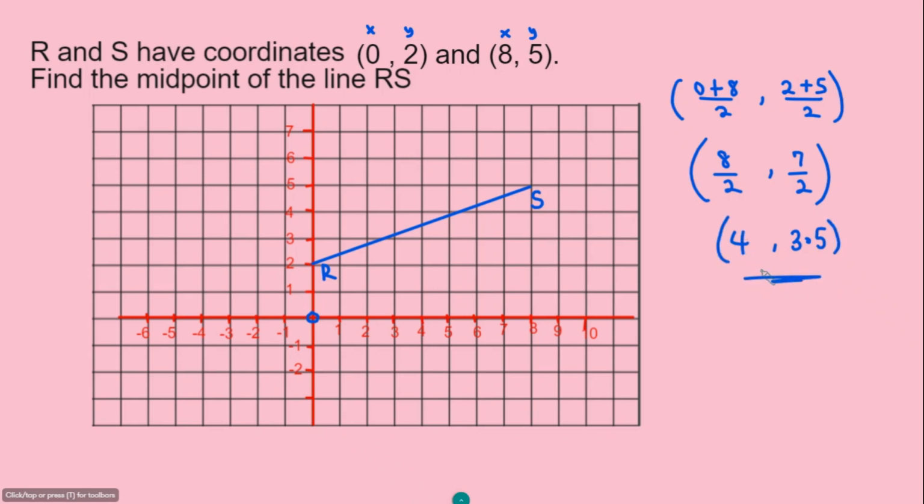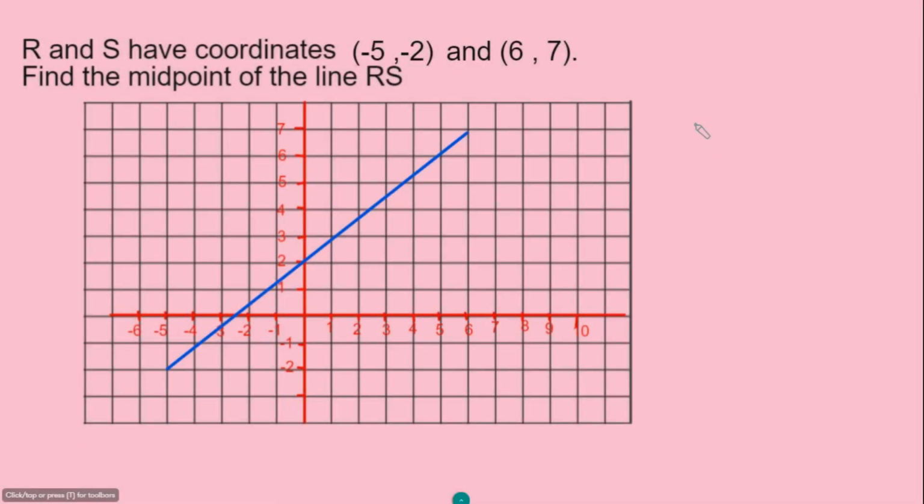Now let's see if we are correct. Let's use the graph. The value for x is 4, so it's going to be 4 here, and the value for y is 3.5 here. If you trace both points, you're going to notice that they meet exactly at the midpoint of the line segment RS. So the point where they meet is called the midpoint, and so we're correct. Now in the next example, I'm going to wrap this up with negative values. Are you ready? So let's go for it.